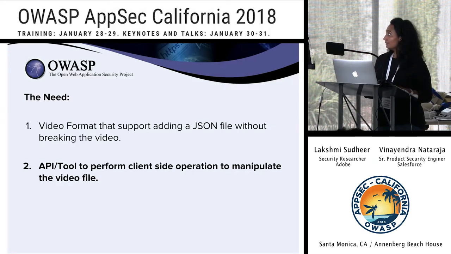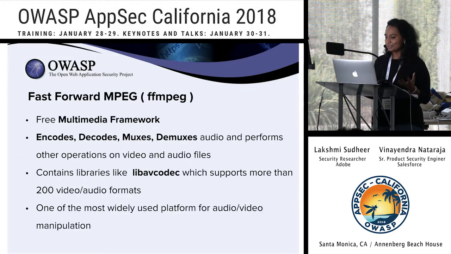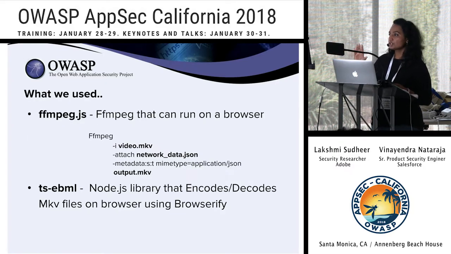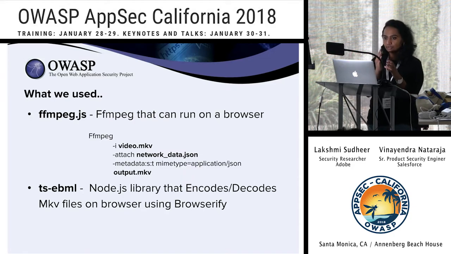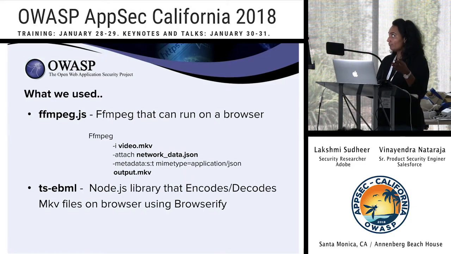So for this, the first obvious choice was FFmpeg, which is the mother of all multimedia framework manipulations. It encodes, demuxes, muxes. It does everything. It supports a lot of codecs. So this was a pretty obvious choice for us. But again, we had to find something on the client side. And we came across ffmpeg.js. And we used this to actually attach the network data, that is JSON, into our MKV file.